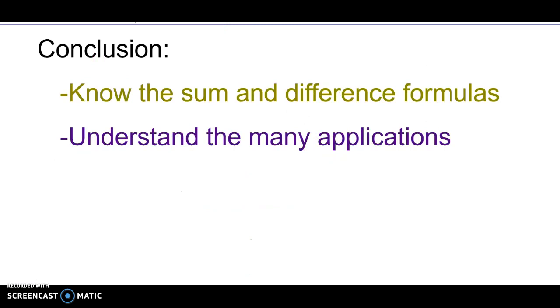Okay, so in conclusion, just know the sum and difference formulas, and more so understand how to apply them. All right, great job.